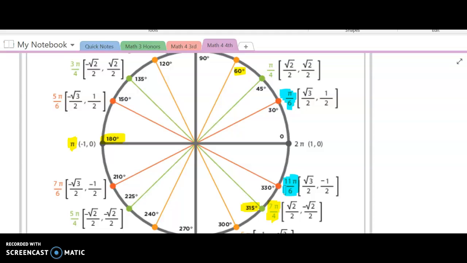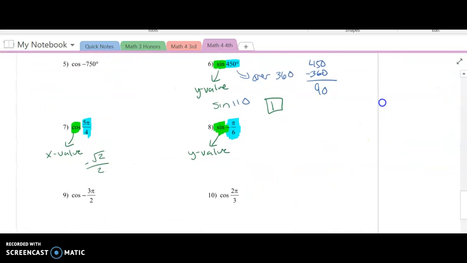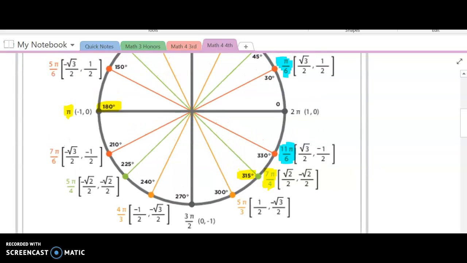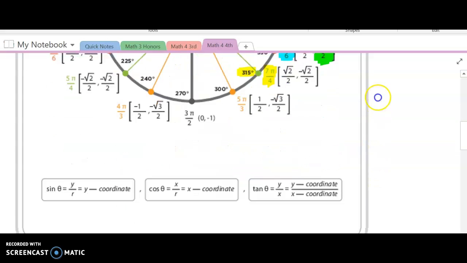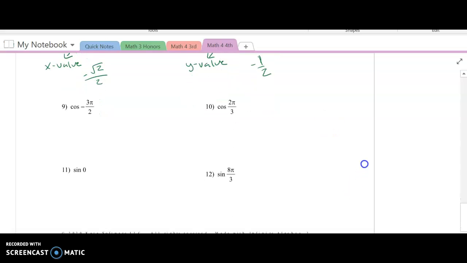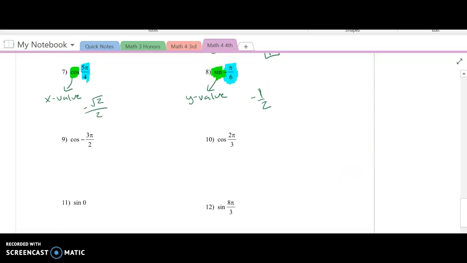All right, and then my last part is going to be the sine slash cosine, and we had sine. So sine means we're going to go to the y value. So my y value is negative 1/2. So that is my answer. So negative 1/2 is my answer. All right, so then the last one that's kind of tough is number 12. So number 12, we have sine of 8 pi over 3.